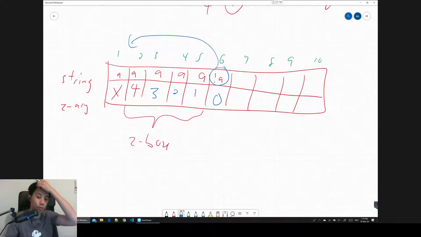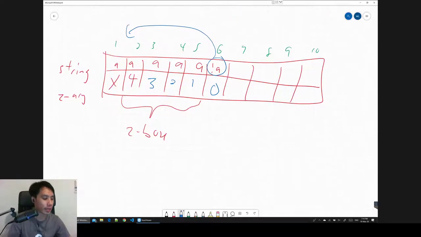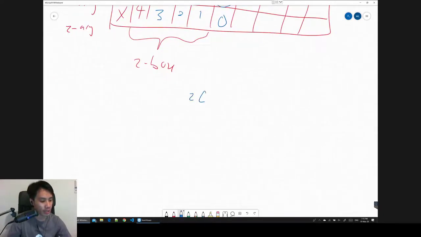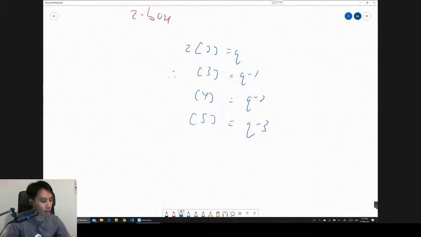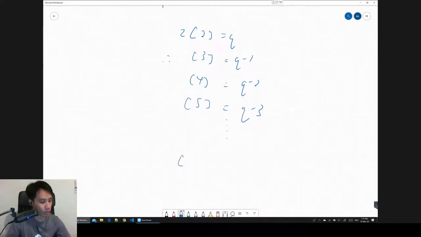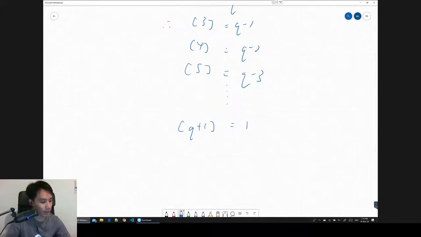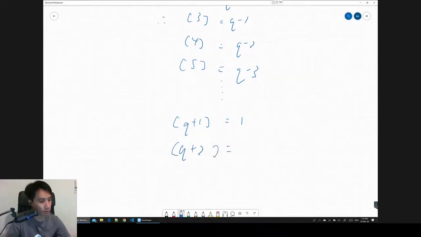Right? So it's actually one of the useful visualizations. Okay? So if C_Q equals Q, therefore C3 equals Q minus 1, C4 equals Q minus 2, C5 equals Q minus 3, all the way up to C_(Q+1) equals 1, and C_(Q+Q) equals 0.